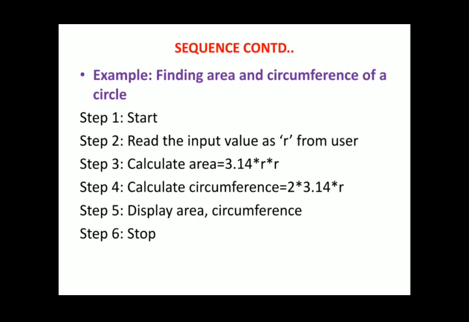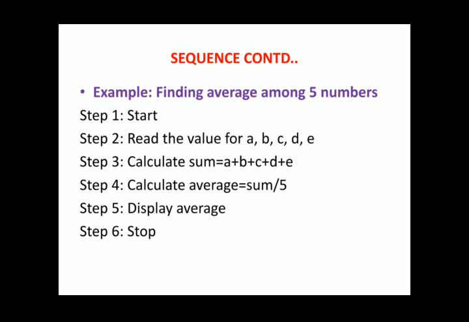Okay. So now let us see another example for the sequence. That is an example to find the average among 5 numbers. Step 1 begins with the word start. In step 2, we need to get 5 input values from the user as per the question. So the first input value is assigned to the variable A, the second input value is assigned to the variable B, the third input value is assigned to the variable C, the fourth input value is assigned to the variable D, and the final fifth input value is assigned to the variable E. You can use any variable names.